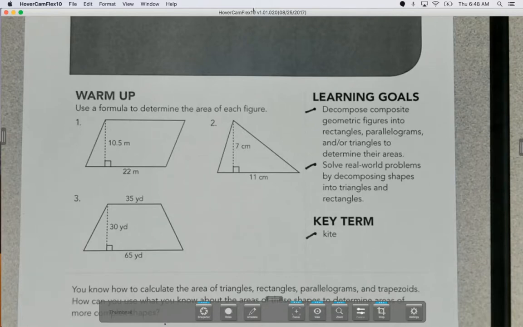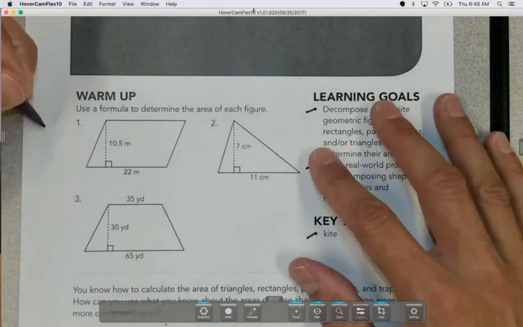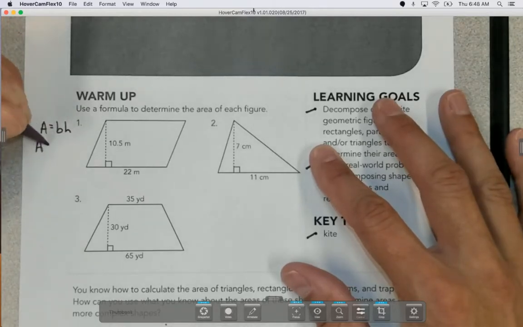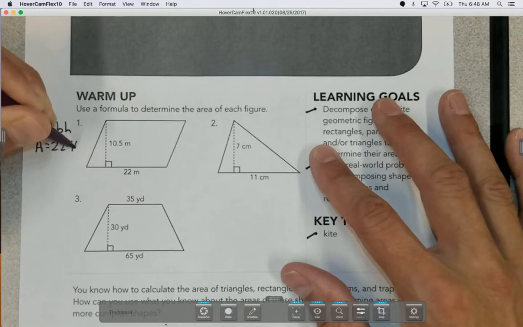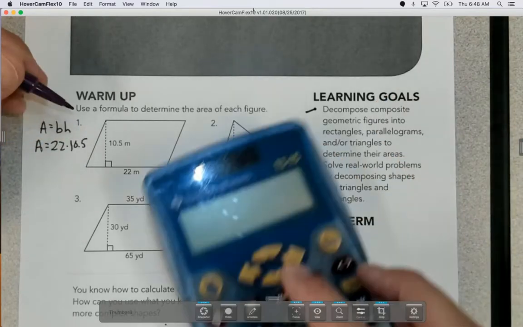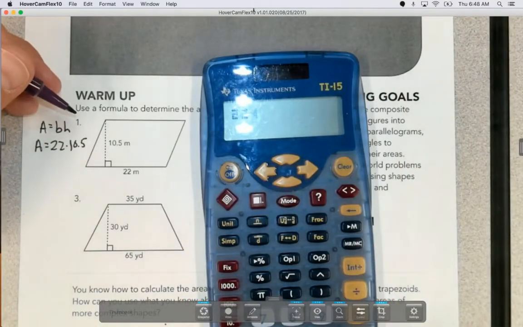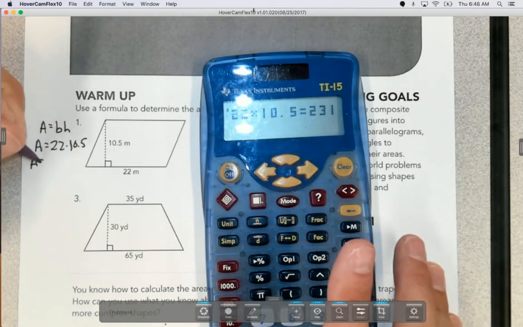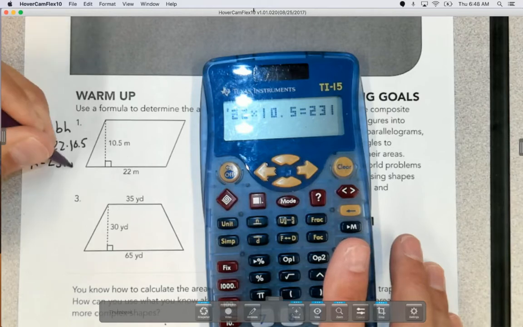First, we have a parallelogram, and so the area of a parallelogram is going to be base times height. And so this is going to be 22 times 10 and 5/10 meters. 22 times 10.5 gives me an area of 231 meters squared.